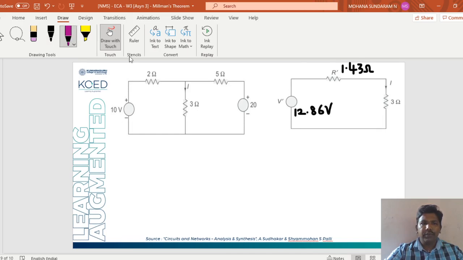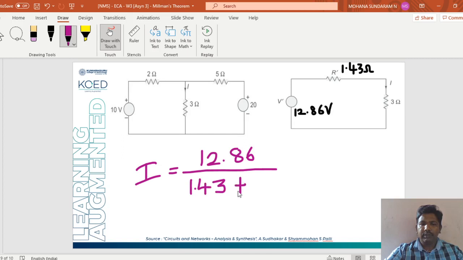Now you are asked to find the value of current I. So I is equal to 12.86 divided by 1.43 plus 3. When you simplify this, you get I equal to 2.9 amps. So the circuit has now been simplified.